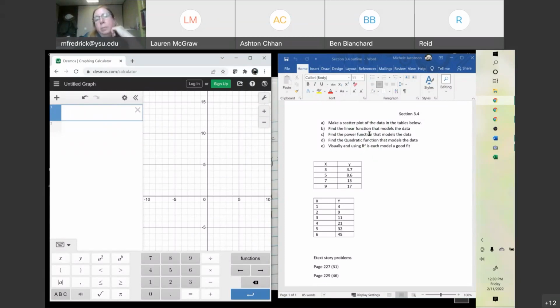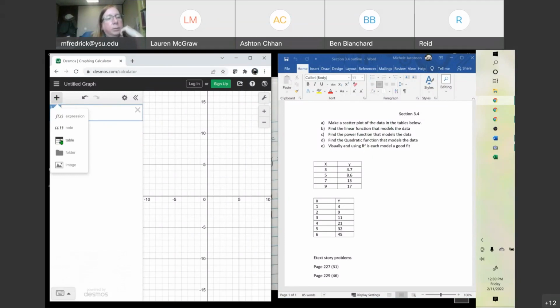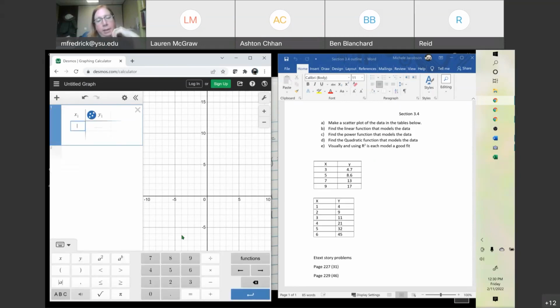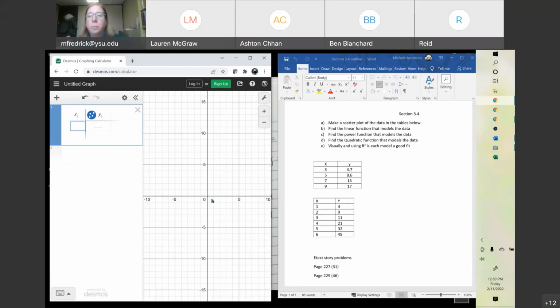So to make the scatter plot, you want to hit the plus sign and then go to table. So it's the plus sign and then table. And then we'll enter our table. So we're going to do this table first. So 3, 5, 7, 9. And on the other side, input 4.7, 8.6, 13, and 17.